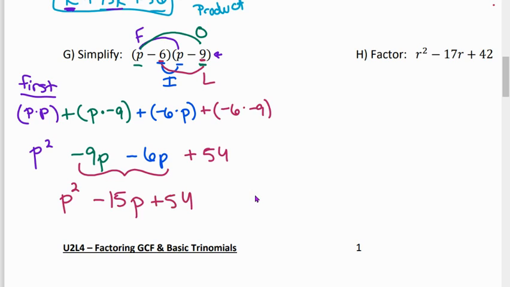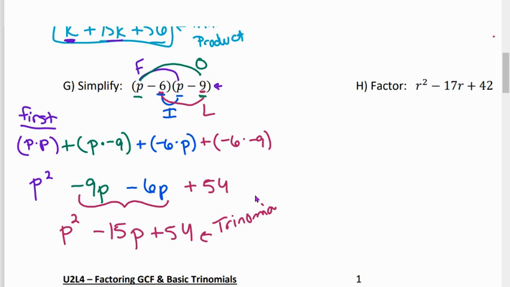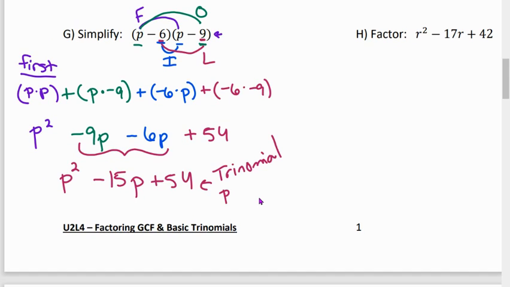So now this is your trinomial product, where we started with binomial factors. So again, let's think, where does the 54 come from? From multiplying these two numbers together. Negative times negative is a positive. Where does the negative 15 come from?